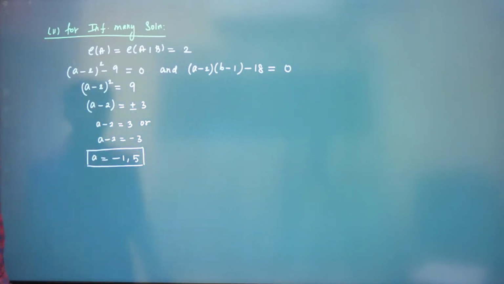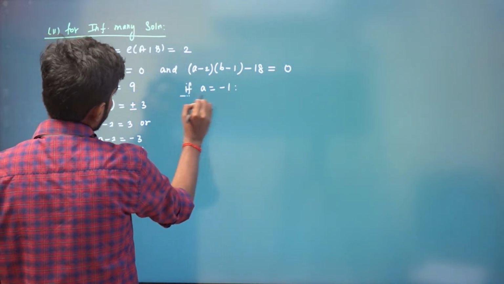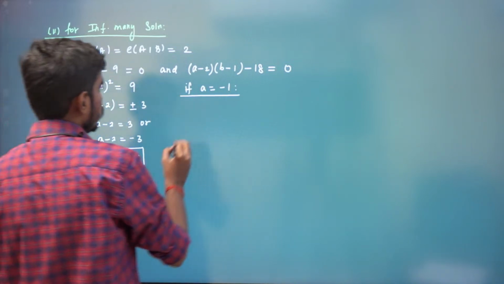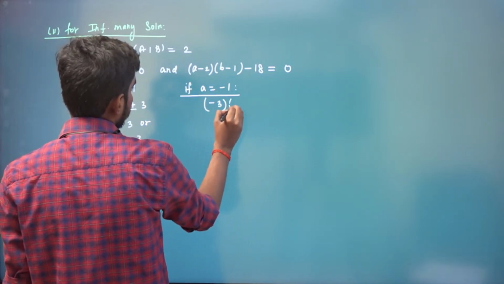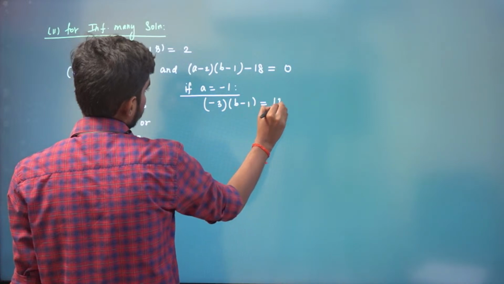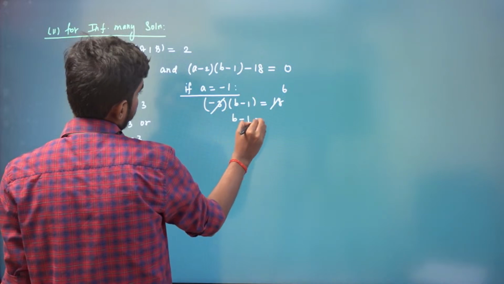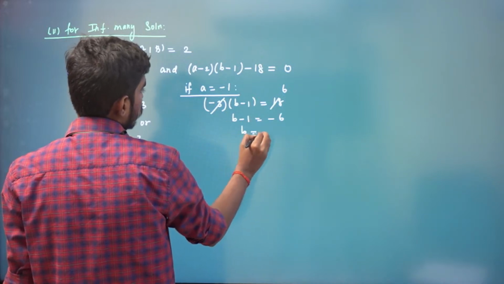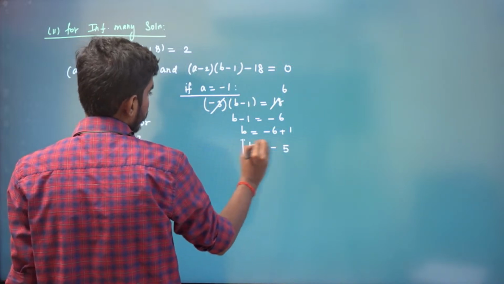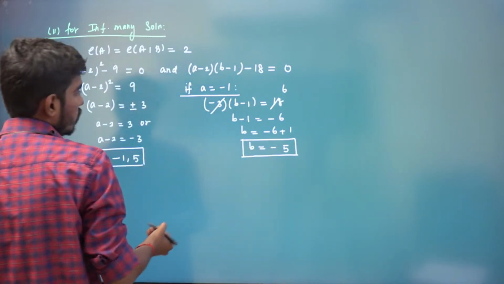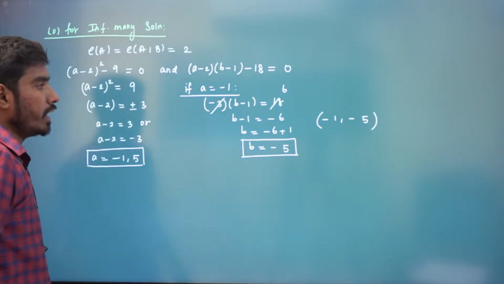A can be minus 1. If A is minus 1, what is B? This will be (minus 1 minus 2) times (B minus 1) equal to 18, so minus 3 times (B minus 1) is equal to 18. So B minus 1 is minus 6. So B is equal to minus 6 plus 1, so B is equal to minus 5. Right? So one pair is minus 1 comma minus 5.